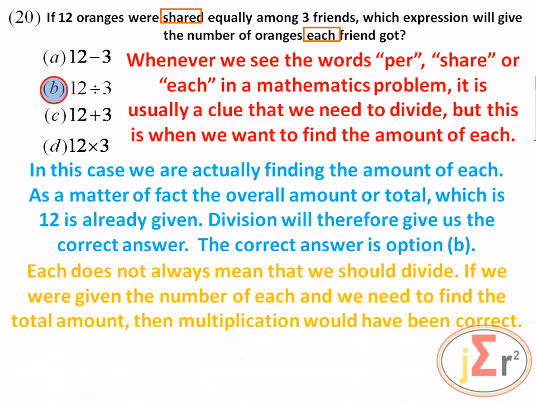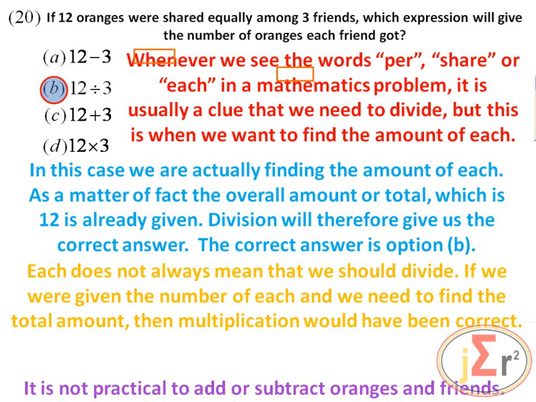Each does not always mean that we should divide. If we were given the number of each and we need to find the total amount or the total number, then multiplication would have been correct. When we see each, it does not mean necessarily that we need to divide. We divide when we are finding the amount or number of each. But when we have the amount or number of each and we need to find the total number, then we need to multiply.